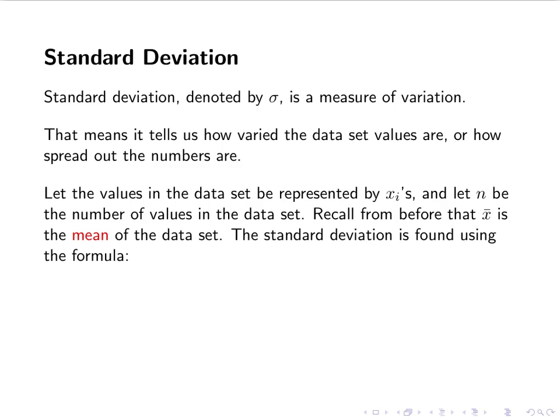So let the numbers in the dataset be represented by x sub i, so x1, x2, x3, up to xn, where n is the number of values in the dataset. Recall from before when we talked about mean, median, and mode that x bar is the mean of the dataset. The standard deviation is found using the following formula. So it's the square root of the average of the squares of the differences of the values with the average. It looks a little complicated, but we're going to break it down and do it piece by piece so that it makes sense.